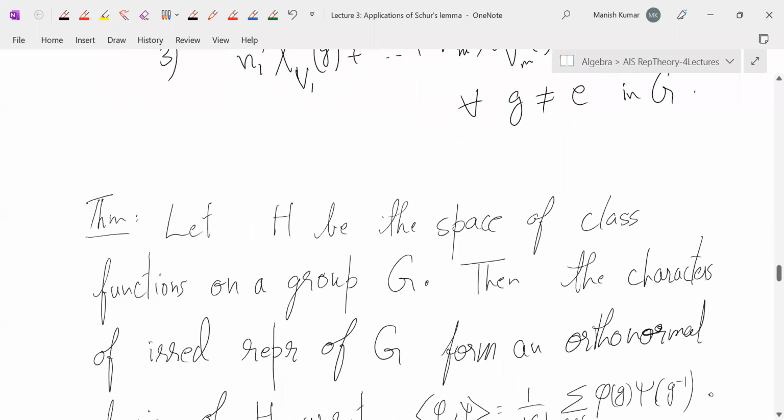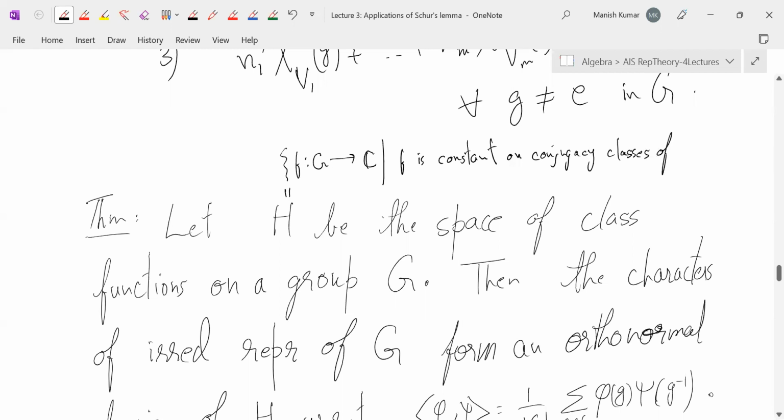Consider the space of all class functions on G. Maybe I'll write it more explicitly. H is the set of functions f from G to C, complex valued, such that f is constant on conjugacy classes of G. This is what H is.